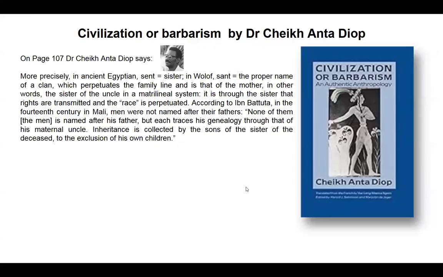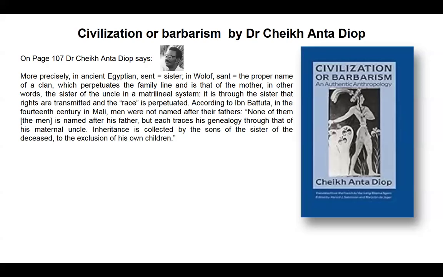On page 107, Cheikh Anta Diop says, more precisely, in ancient Egyptian, Sent, S-E-N-T, equals sister. In Wolof, which is Cheikh Anta Diop's native language from Senegal, the word Sant is the proper name of a clan which perpetuates the family line and is that of the mother. In other words, the sister of the uncle is the matrilineal system. It is through the sister that rights are transmitted and the race is perpetuated.